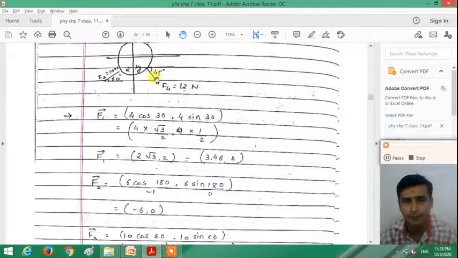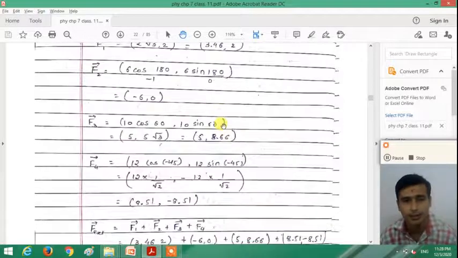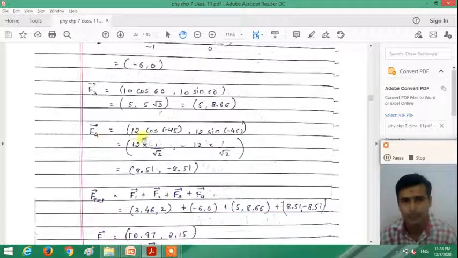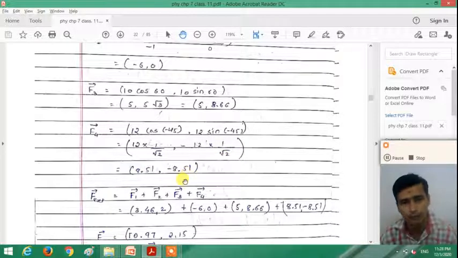Now F4 is given in this direction at minus 45 degrees with a magnitude of 12 Newton. So F4 is equal to (12 cos minus 45, 12 sin minus 45). Cos minus 45 is a positive value, and sin minus 45 is a negative value. So 12 times 1 by root 2 is 8.51 for the x coordinate, and the y coordinate is minus 8.51.